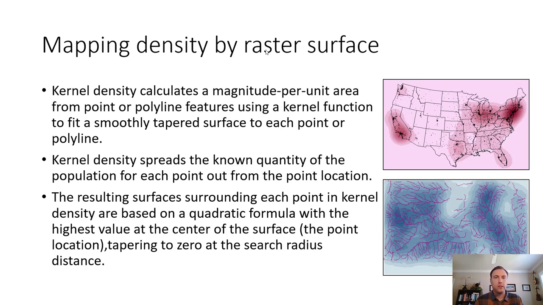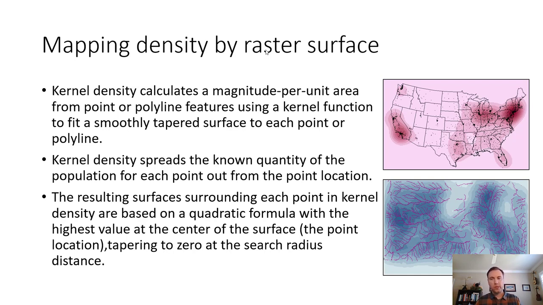Kernel density calculates a magnitude per unit area from a point or line feature using a kernel function, as I mentioned before. Kernel density spreads the known quantities of the population for each point out from the point location. Again, the resulting surface surrounding each point is a kernel density based off a quadratic formula with the highest value at the center. Then the farther out you go, it tapers down to zero when you finally get to the very end of that search radius.